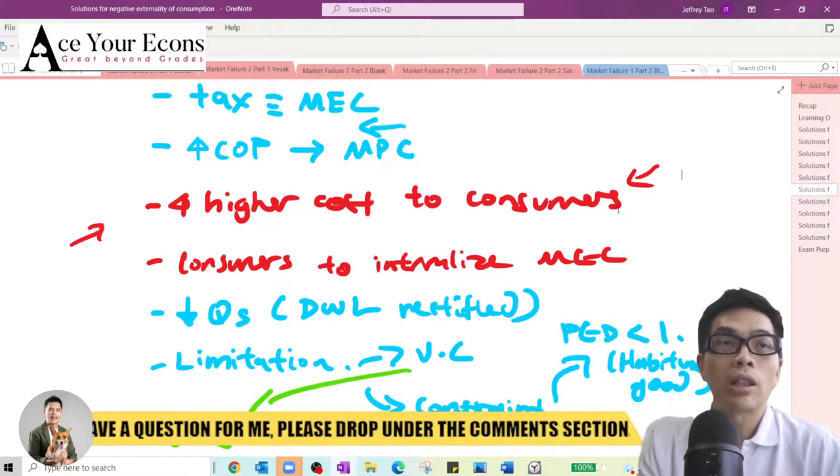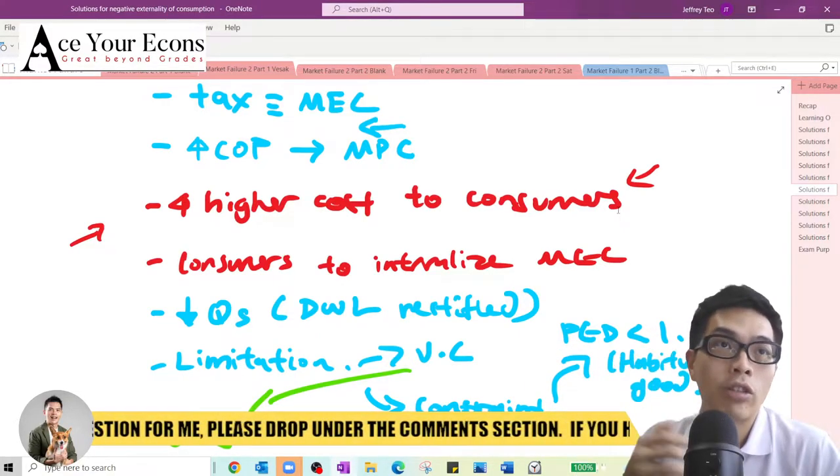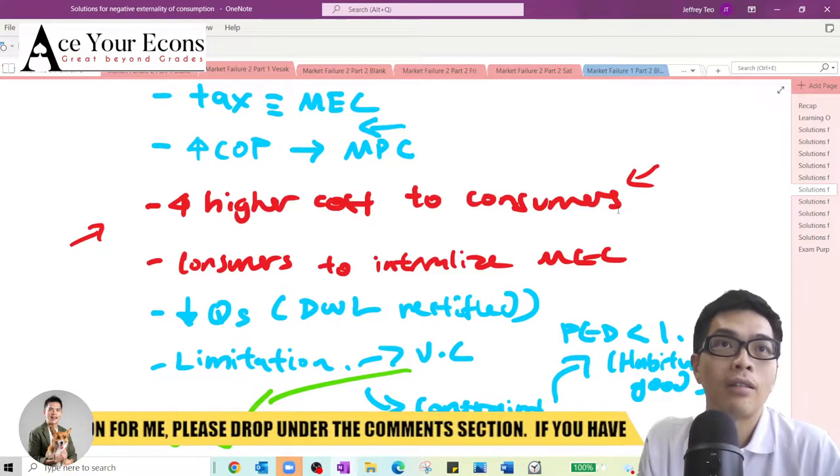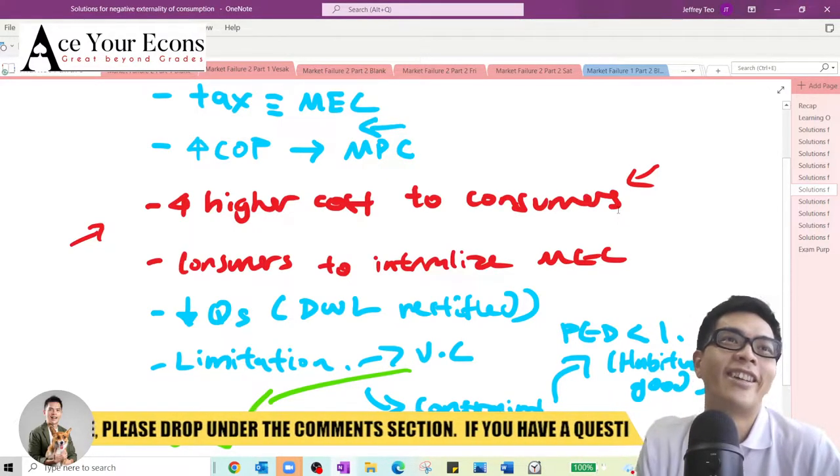Alright, so you actually see that right now there are supermarkets beginning to charge for plastic bags, right? Do you see that? That's the whole idea why you are seeing what is happening now. Plastic bag.